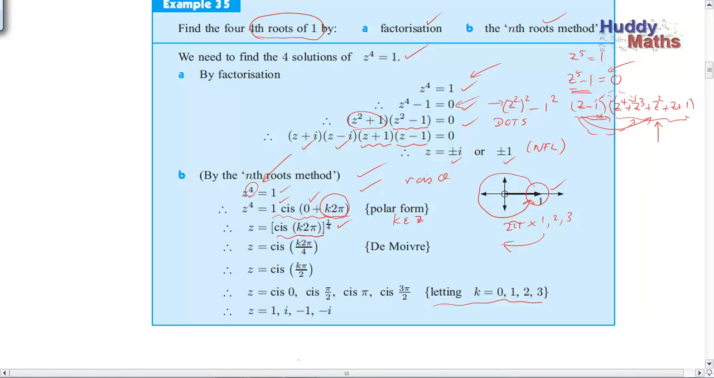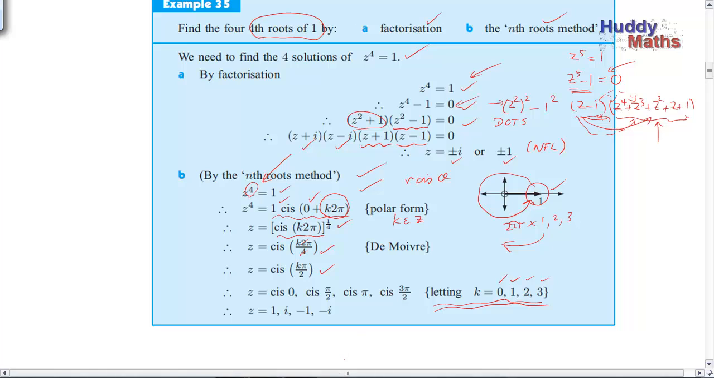Okay, and what is that now? Well, it would be k lots of 2 pi on 4. So this would cancel. So it's k lots of pi on 2. And you can keep going around. Here we are, 0 times, 1, 2, 3, which is what we said.